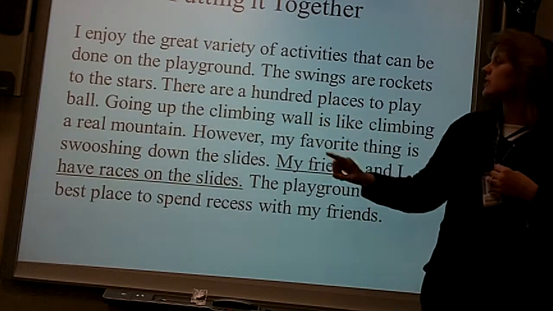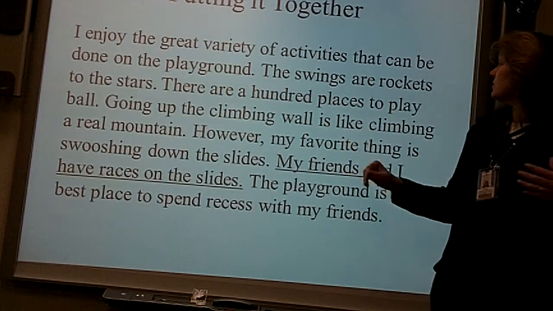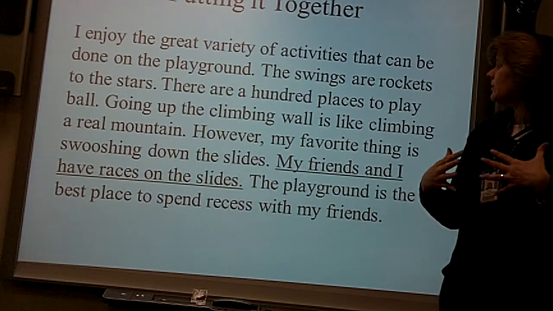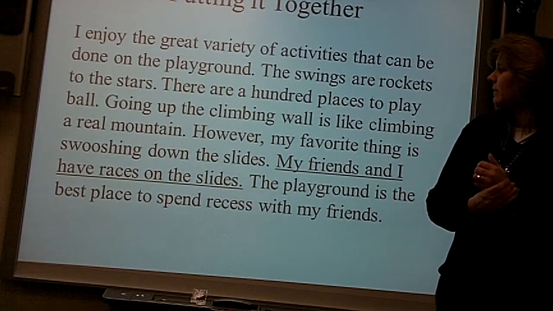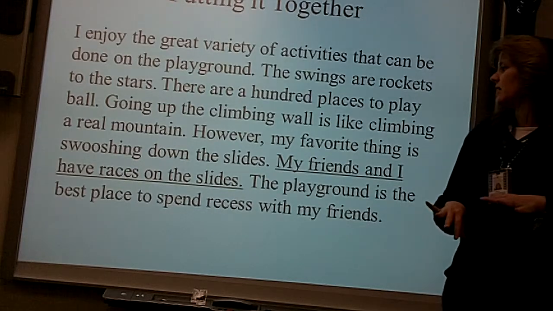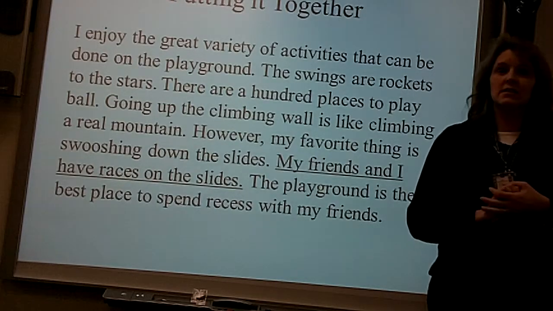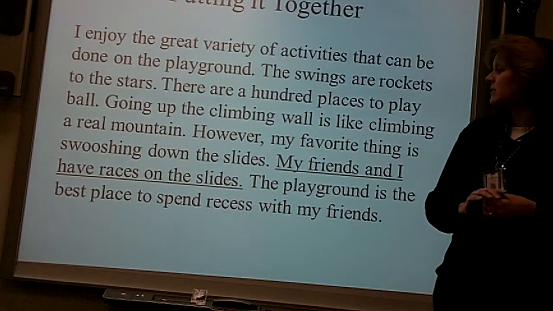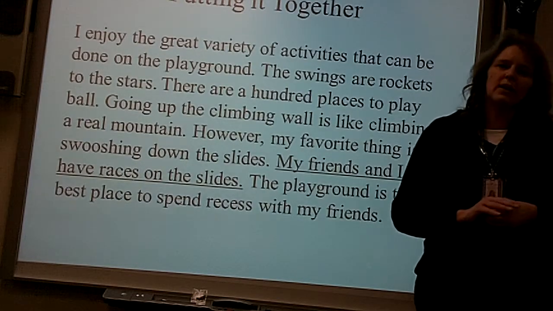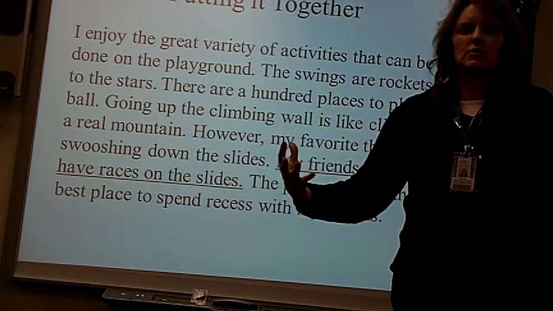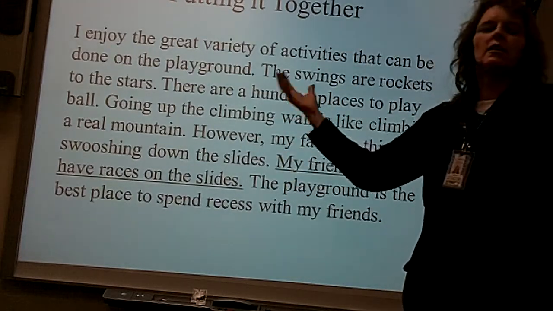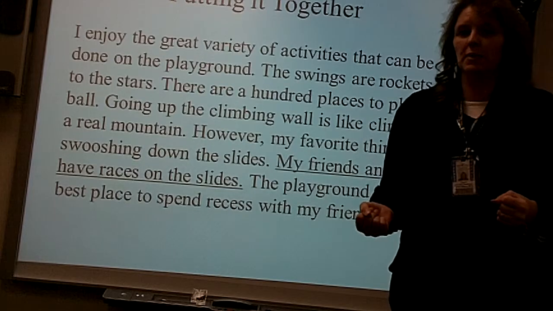The swings are rockets to the stars. There are hundreds of places to play ball. Going up the climbing wall is like climbing a real mountain. However, my favorite thing is swooshing down the slides. My friends and I have races on the slides. The playground is the best place to spend recess with my friends. Now you notice, much better picture. You can see it. You can picture me and all my friends running around on the playground.